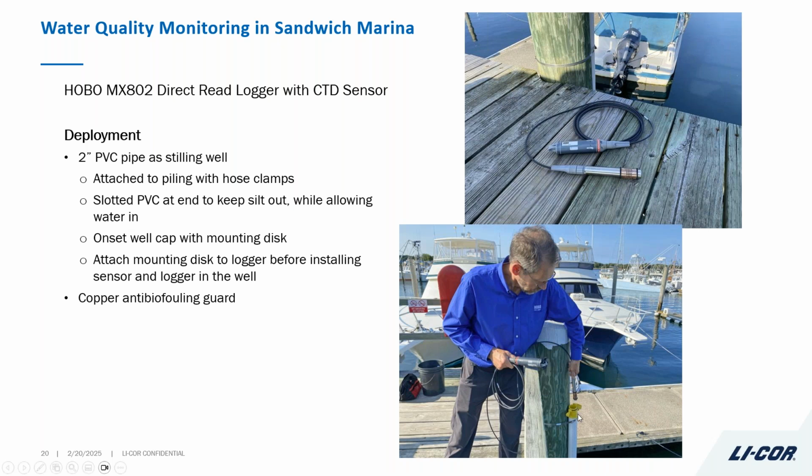I also used the Onset well cap. That's this yellow cap at the top and the mounting disc. It's hard to see here, but I've already attached the mounting disc to the top of the logger, so I can just feed the sensor down into the stilling well, and when it gets to the bottom, it's supported on that disc that's on the logger, so it doesn't go any further into the well. You don't want it to fall into your well, of course.